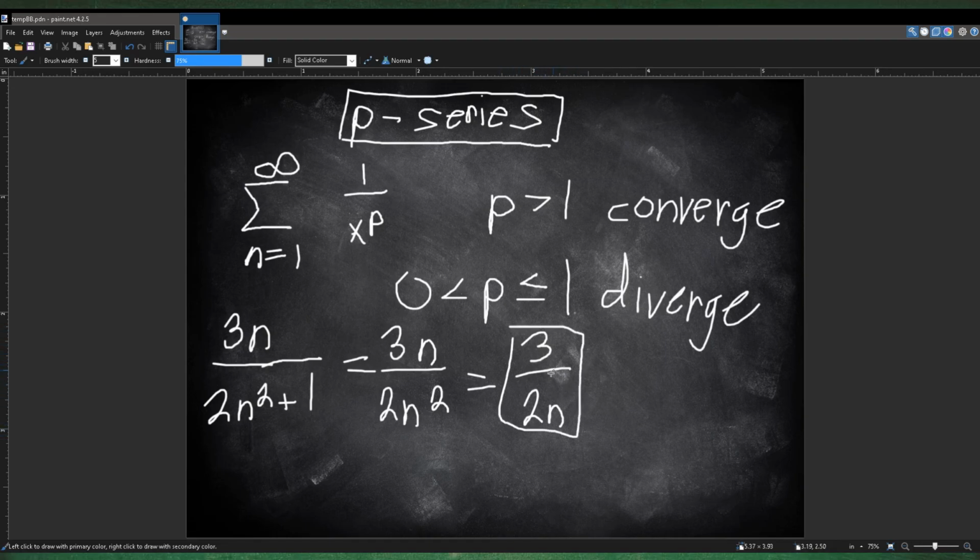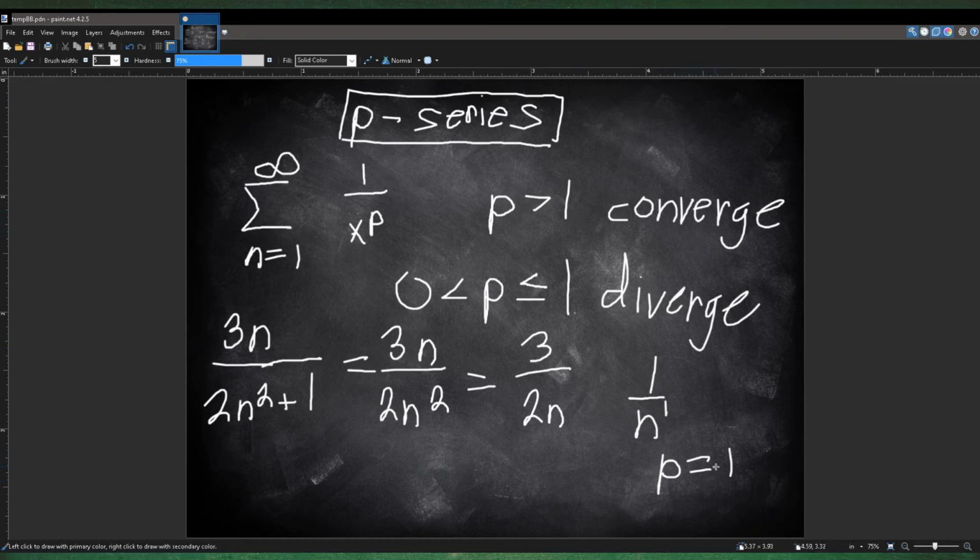So 3 divided by 2n. If you ignore the numbers here, this equation is just a simple 1 over n, which is just a reciprocal, right? So what is this as a power? Well, it's just to the power 1. So this tells us that p is equal to 1.